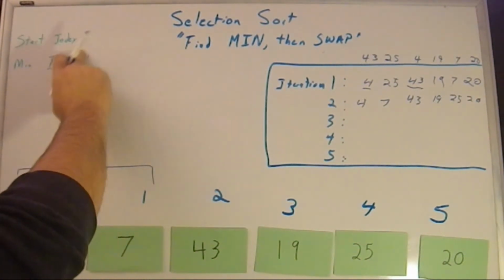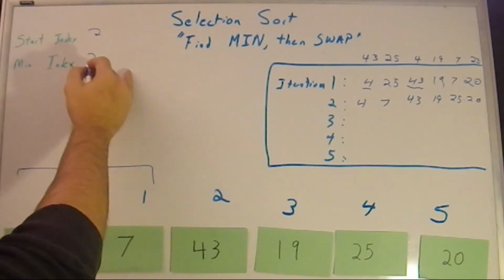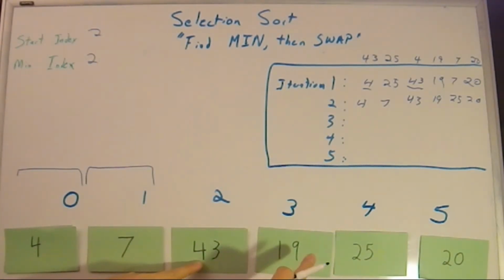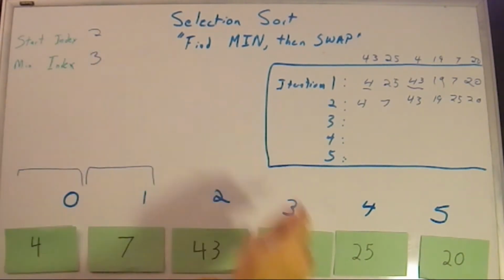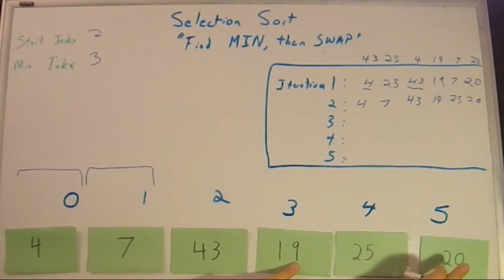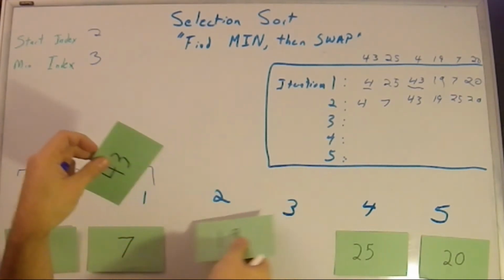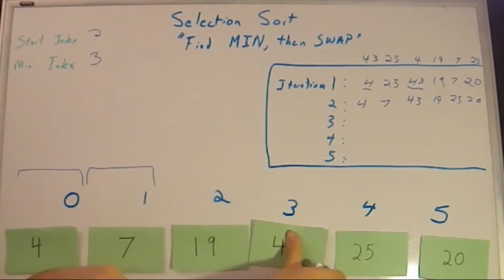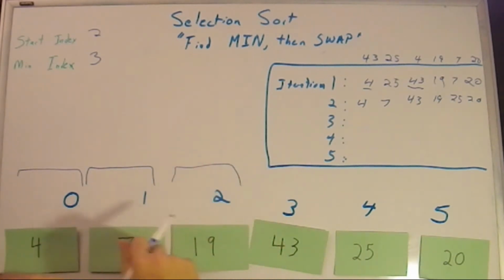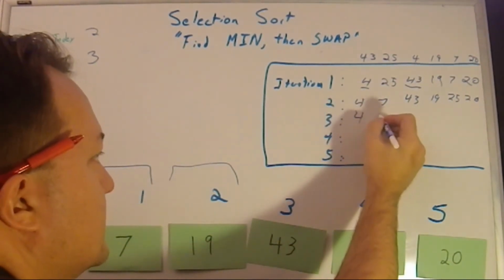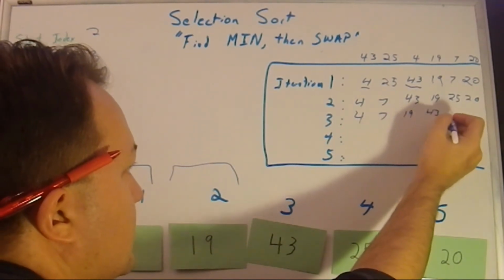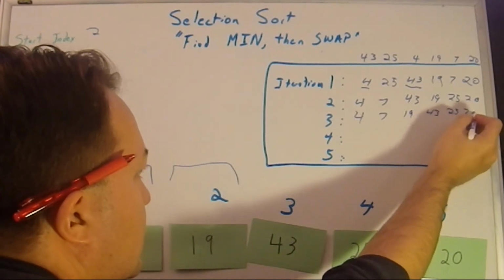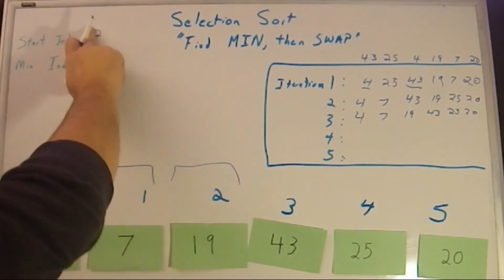We start off with the next smallest index, which is 2. Our start index is 2. Our min index is 2, and we go down the list. 19 is smaller, so our min index becomes 3. 19 is smaller than 25 and 20. So we have our smallest index here. We execute our swap with the start index, and we lock this down, making this 4, 7, 19, 43, 25, and 20.